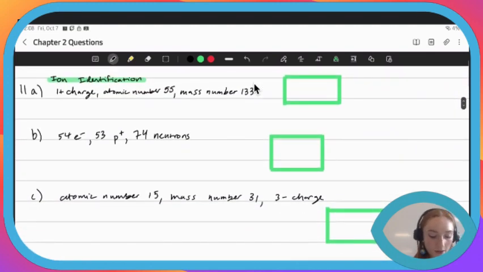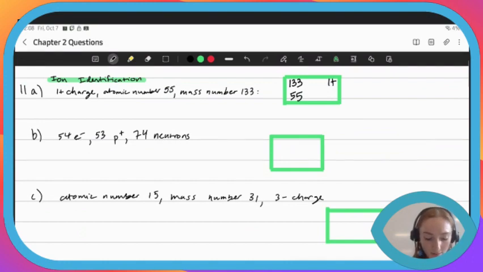So for 11A, we're going to be going over ion identification. So we have an ion with a 1+ charge, atomic number of 55, and a mass number of 133. So what that looks like is when we're writing out the structure of what an ion looks like, we want to put the mass number in the top left. It's 133, and the atomic number is 55 on the bottom left. And if it has a charge at all, that goes on the top right. So 1+.